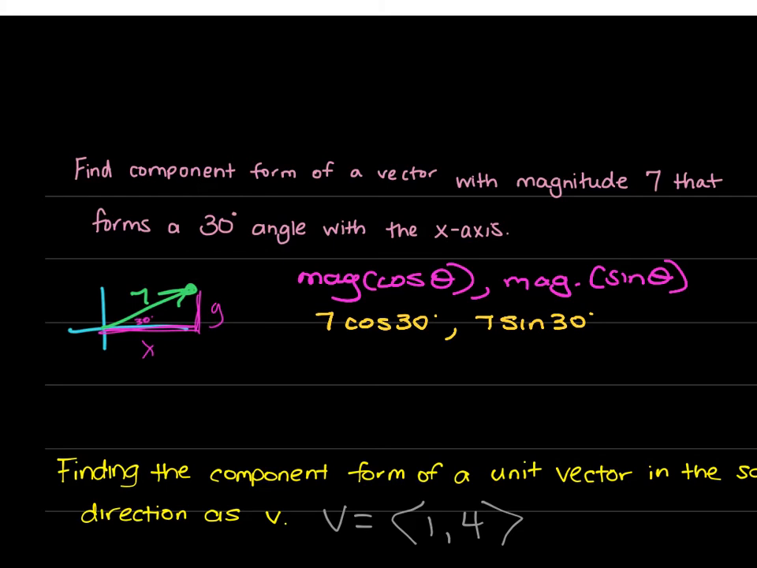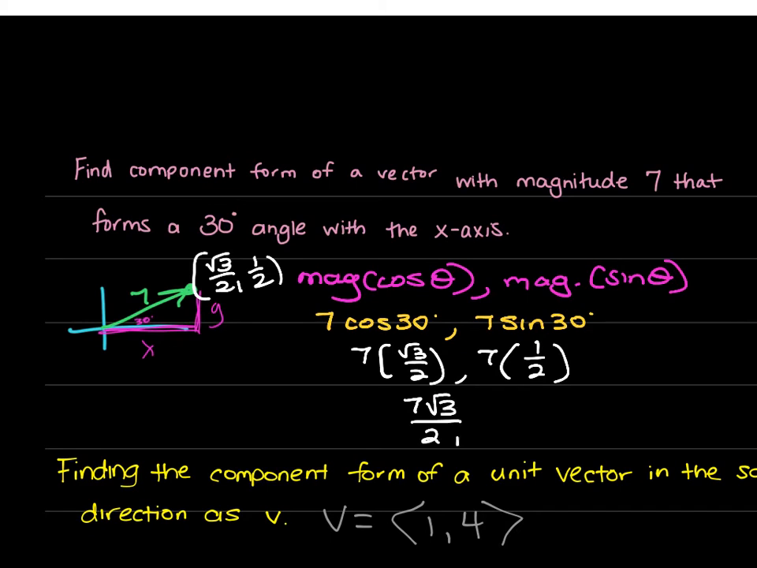And then we know on the unit circle, my 30 degrees is root 3 over 2 and 1/2. So this would be 7 times root 3 over 2, 7 times 1/2. And these answers are going to be kept exact, which would look like that.